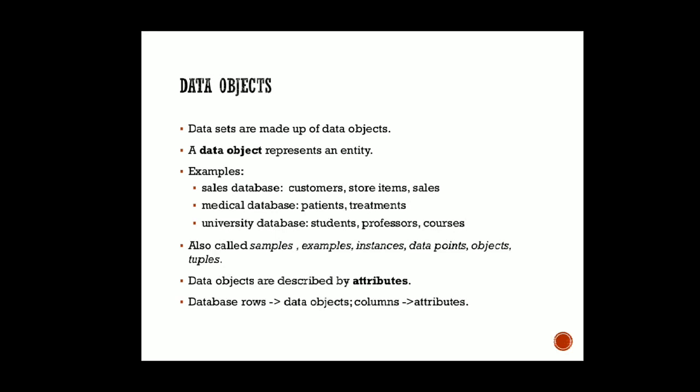And we know that in a relational database, the rows represent the database objects, and the columns represent the attributes. Each row, sometimes we call it a record, or sometimes a data object, the meaning is the same, and that data object is described by the attributes. Now we will see the attributes.